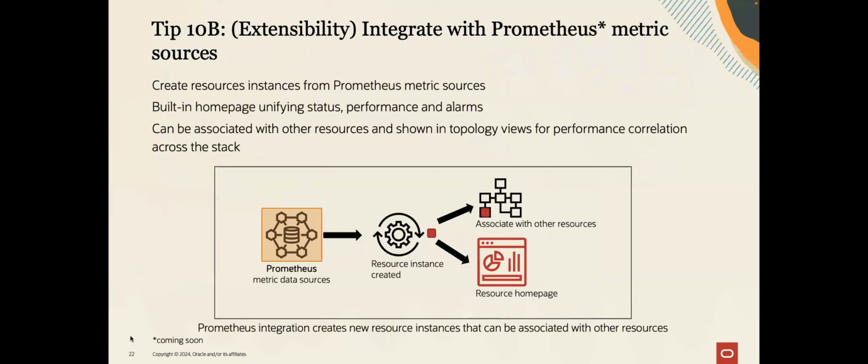But what if there are some custom resource types that you want to monitor? You can use our Prometheus-based integration for this. So assuming there are Prometheus-based endpoints that expose those metrics for this resource, you can use Prometheus integration to query these metrics and create resource instances inside of Stack Monitoring. Then similar to other resources, you'll be able to monitor the resource with its pre-built homepage, associate it with other resources, and create alarms on its metrics.